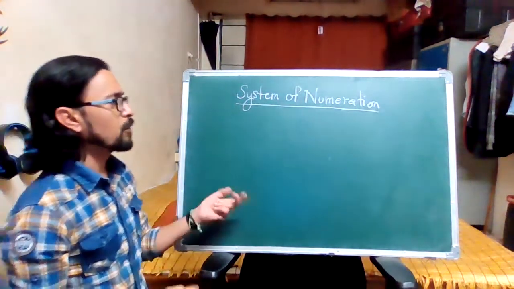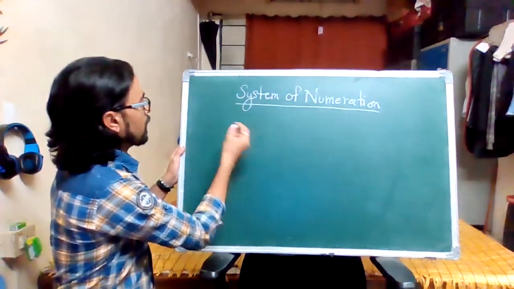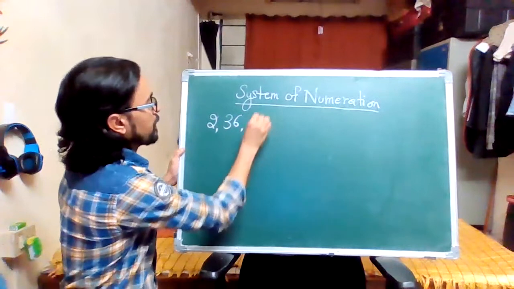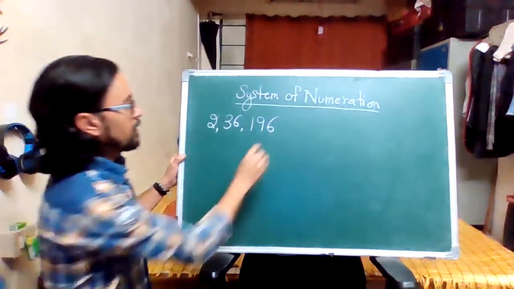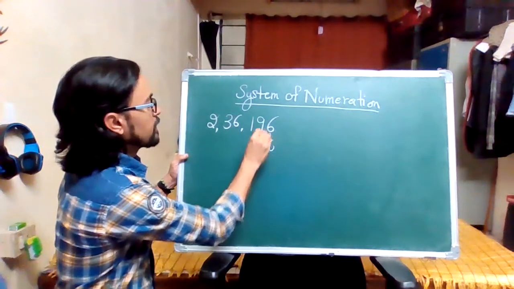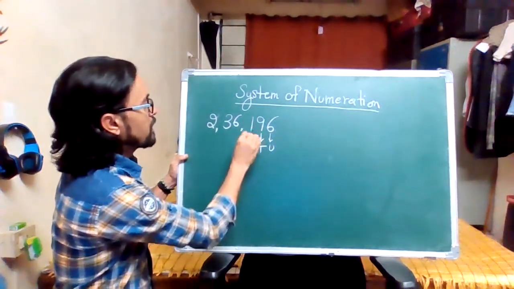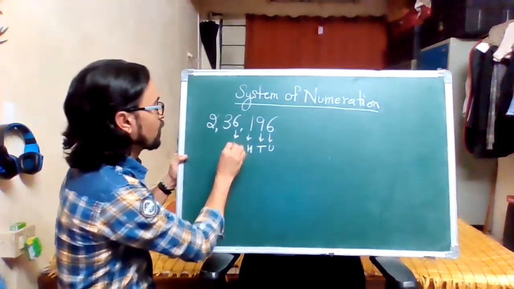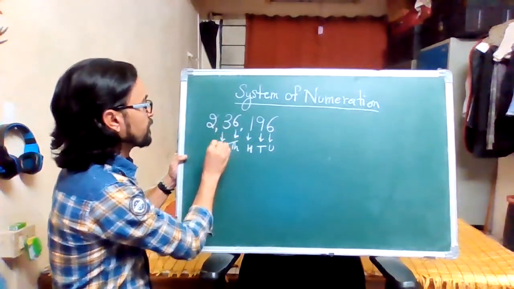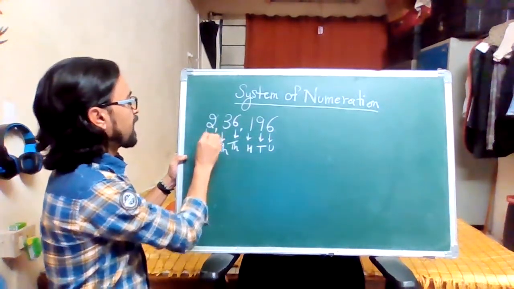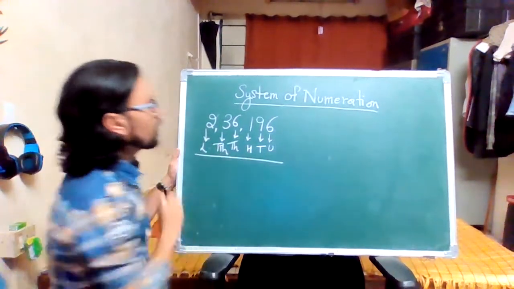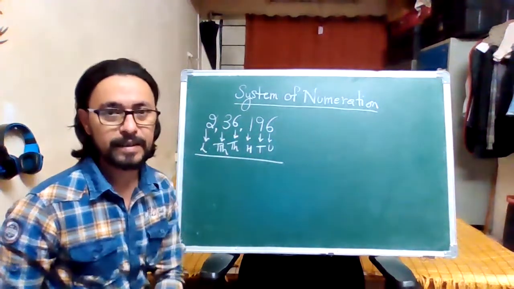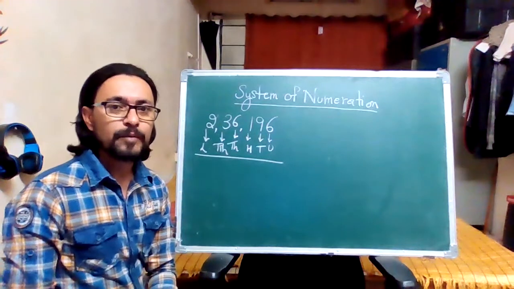Now, if I talk about our Indian system of numeration, if I write something like 2,36,196, this is in the units place, this is in the tens place, 1 is in the hundreds place, then the next place value that we have is called the thousands, then we have 10,000, and then we have lakhs. So this number would be read as 2 lakhs 36,196. This is called the Indian system of numeration.